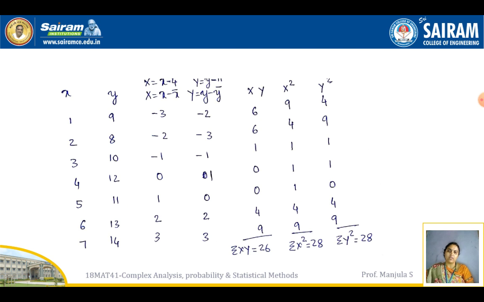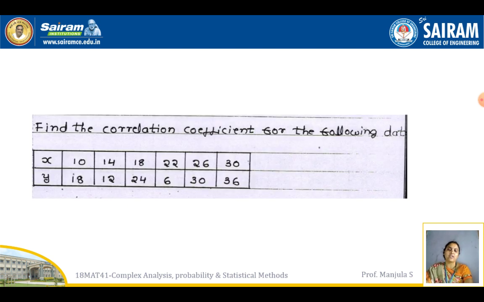Once we know the values of capital X and Y, we can easily find the next columns, that is capital XY, capital X square and capital Y square, with the help of a calculator. After that, observe the formula. We need summation of x square, summation of y square and summation of xy. The summation of x square is 28, summation of y square is 28 and summation of xy is 26.